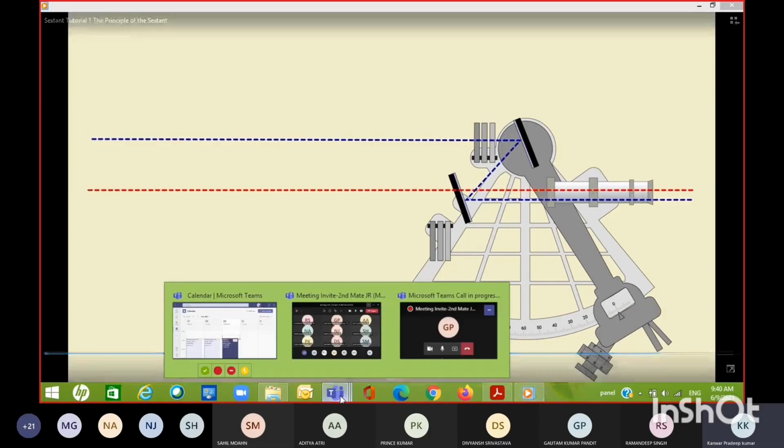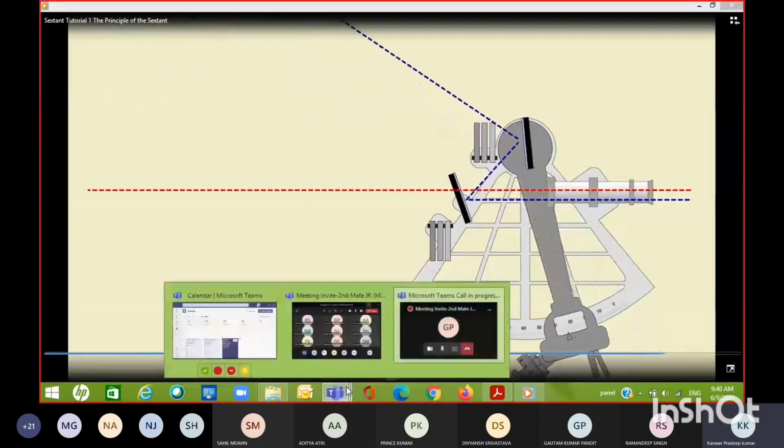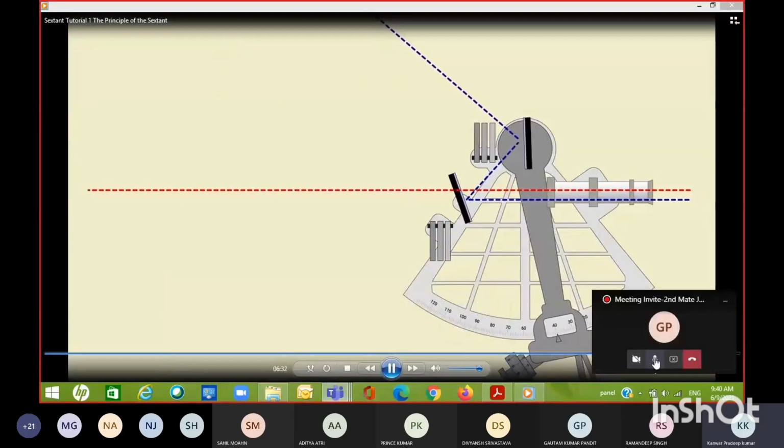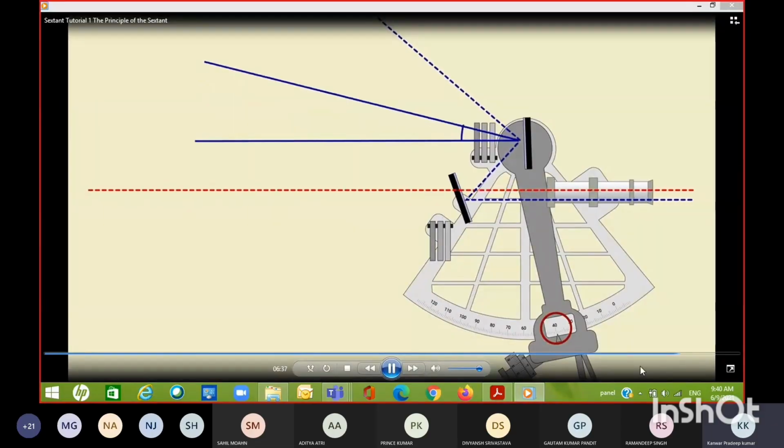Say we rotate the index arm by 20 degrees, the rays of light now come from different directions. Although the angle between the mirrors is only 20 degrees, the angle between the rays of light is 40 degrees. This is that double reflection principle in action.